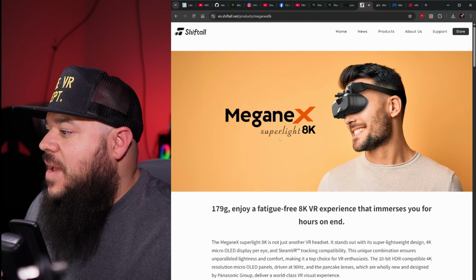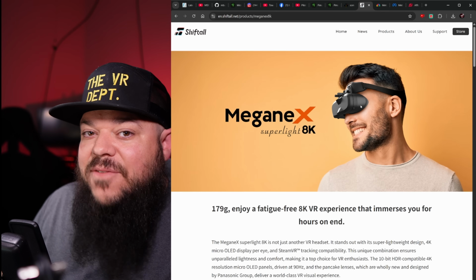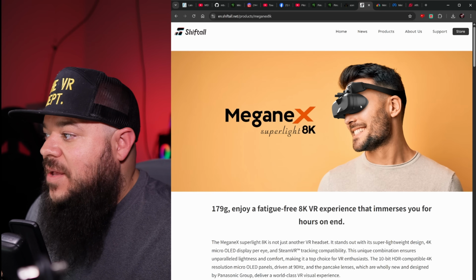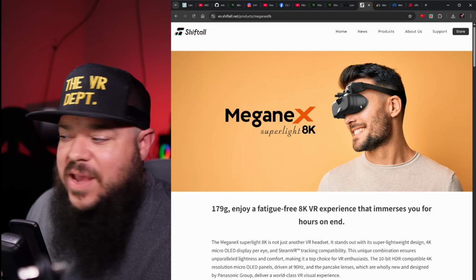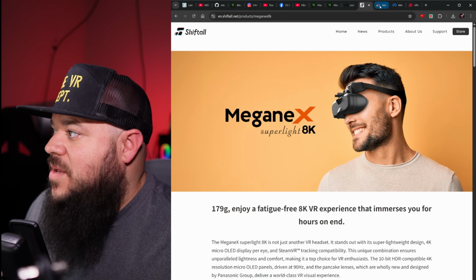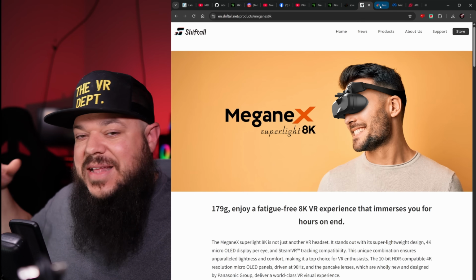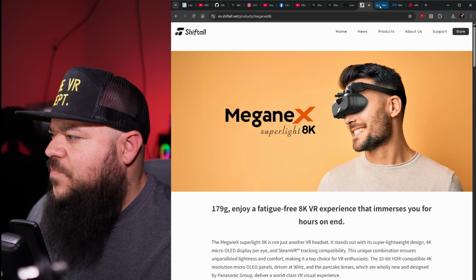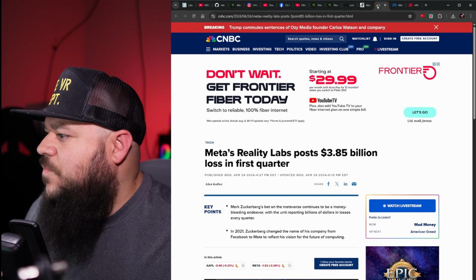The MeganeX is another headset, super light, but it does not have eye tracking and it does not have any sort of tracking. You're going to need base stations for this headset. So the other headsets we're talking about right now have inside out tracking. I'm not sure about the Somnium. I think the Somnium does have inside out tracking.